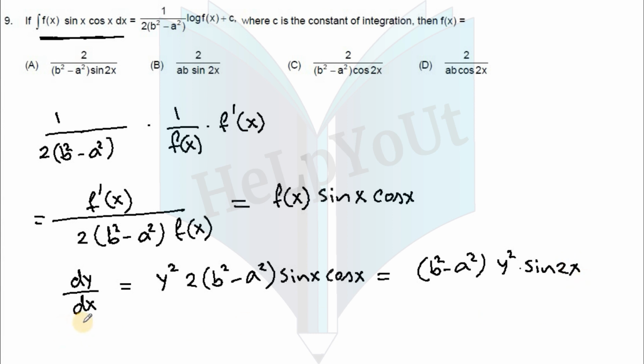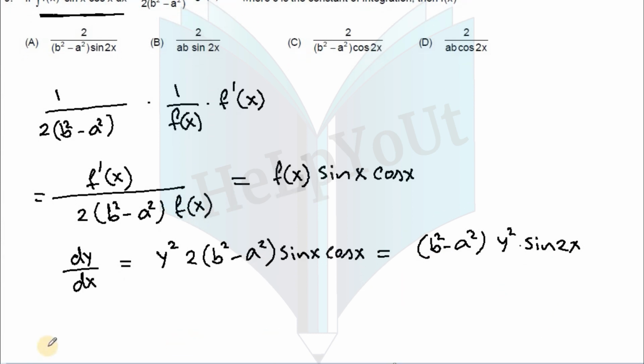Now see, we got a differential equation, and we can make two parts out of this. Let's write it, dy by y square equals to b square minus a square times sin 2x times dx here, and then we can find the integration.